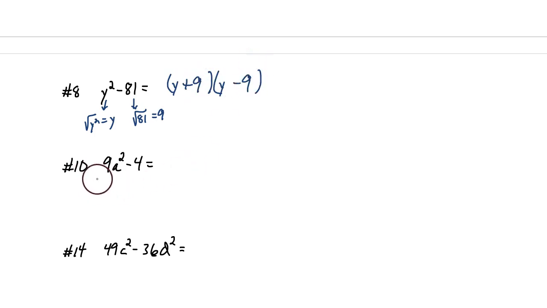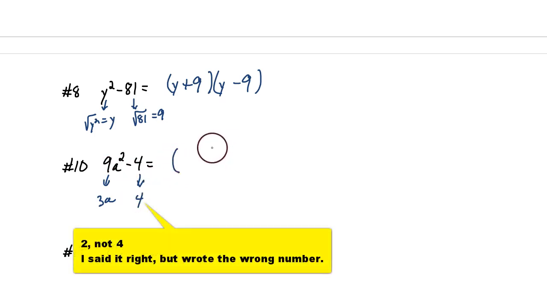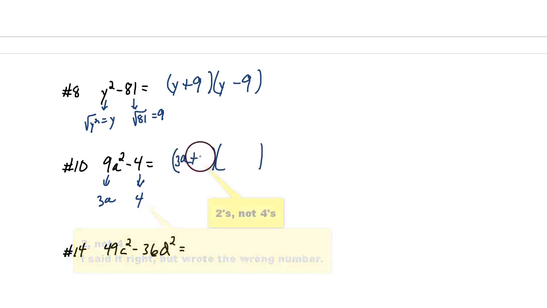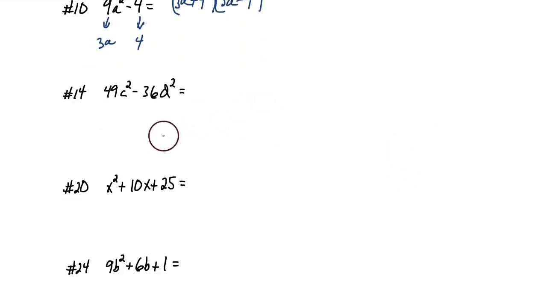Number 10 is also a difference of squares. The square root of 9a squared is 3a. The square root of 4 is a 2. So let's fill those into the parentheses. 3a plus 4, 3a minus 4.